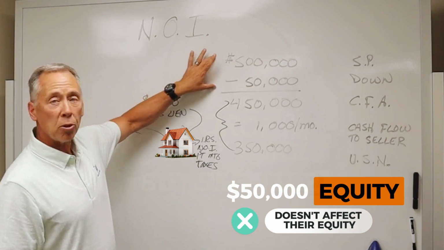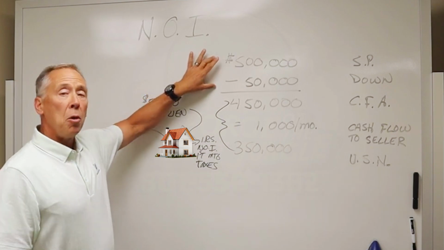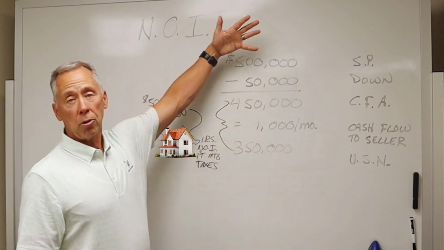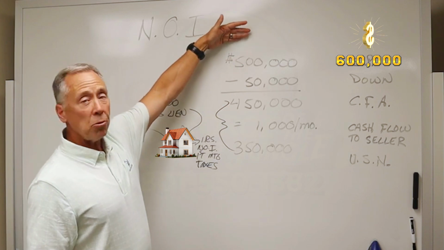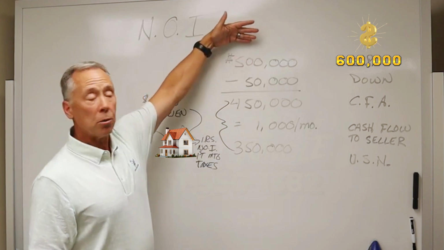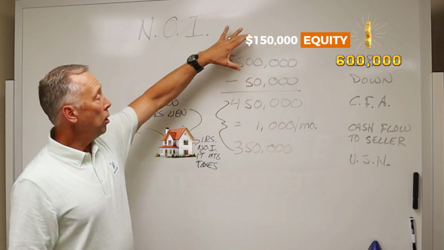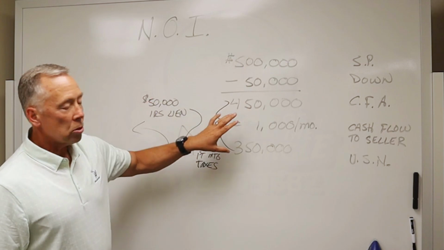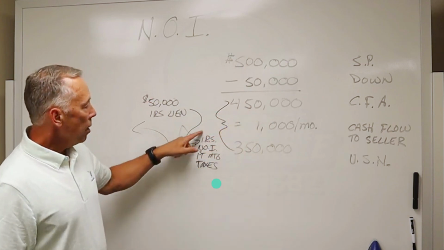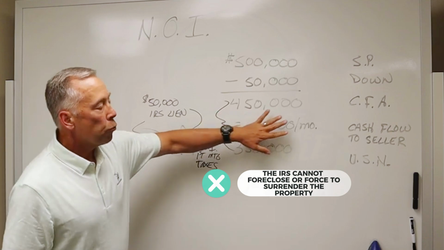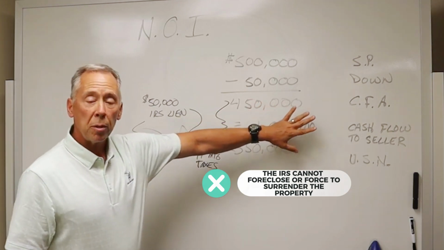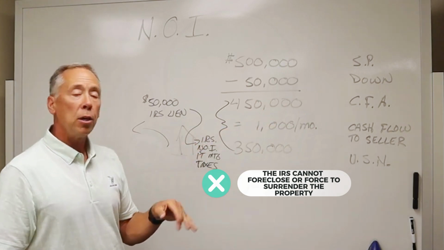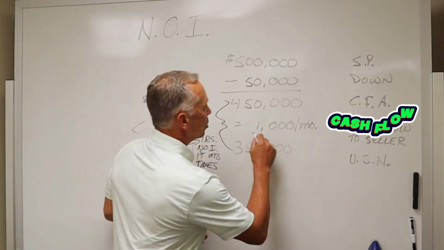Let's just say they've been in the house for a couple of years. Maybe they've finished the basement, done some improvements, and the house is worth $600,000 now. If the house is worth $600,000, well, now the seller finance buyer also has $150,000 of equity in the home. So this $100,000 of trapped equity, the IRS cannot foreclose or force them to surrender the property. The only thing that the IRS has a claim on here is the cash flow.